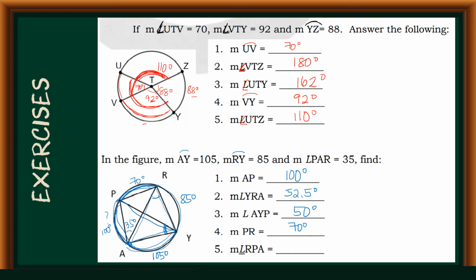Last, angle RPA. RPA. Okay, RPA. This one. Ito yung intercepted arc niya. And by arc addition postulate, we can have 85 plus 105. And that is 190. So, ito ay 190. Eh, ang tinatanong po ay yung inscribed angle. That means half ni 190, which is 95. Okay? So, that's it. Ganun lang siya.